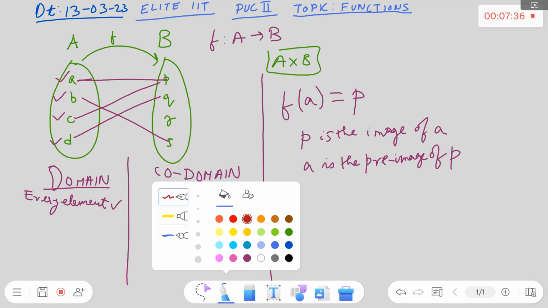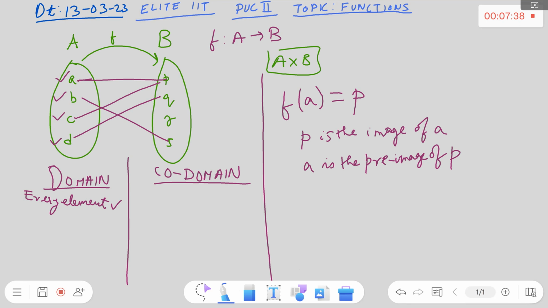What did I say? F of A we can write as P. Okay? And this P is called the image of A. P is called the image, and A is called the pre-image. A is called the pre-image of P. Now, in the domain, every element you can see has an image.